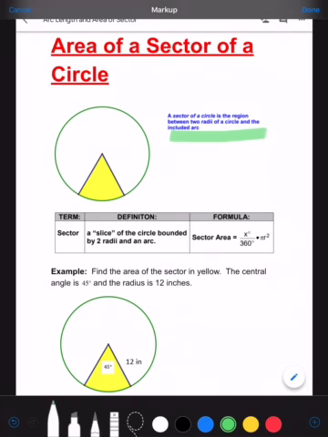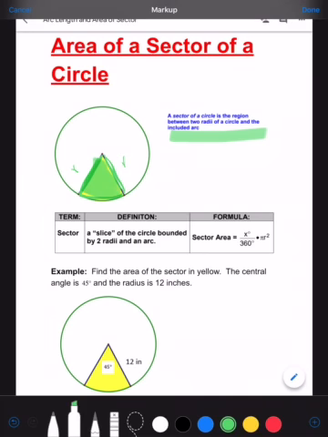So what does that mean? It is included between two radii. So here we have two radii, and it is included, and also the included arc here. Okay, so that means that the sector is in here. It's like a piece of cake or a piece of pizza. Okay, that's what a sector is.